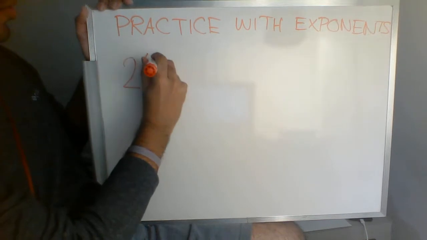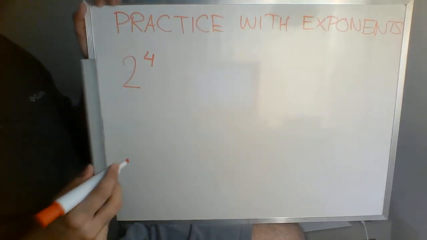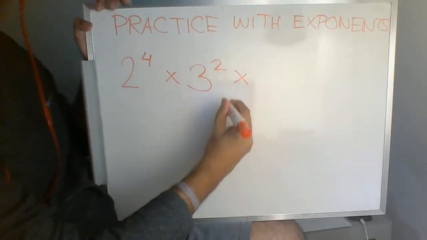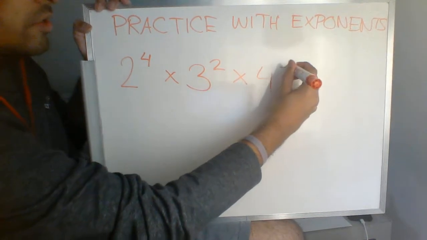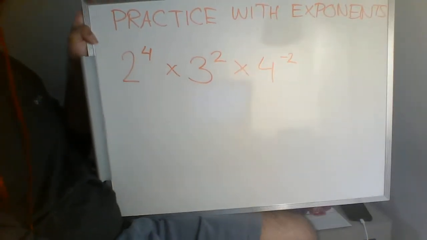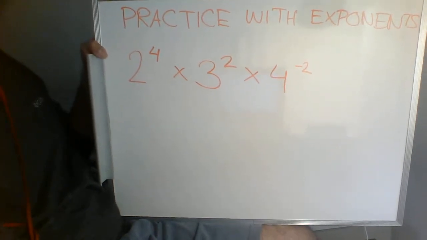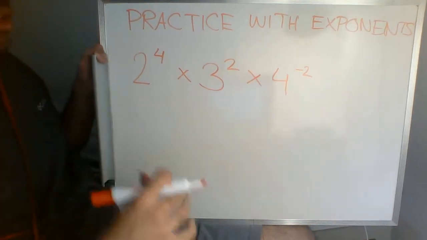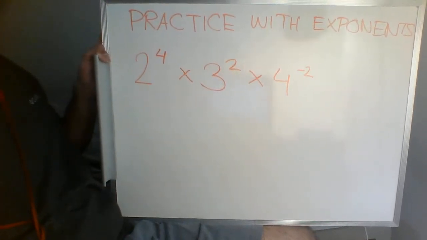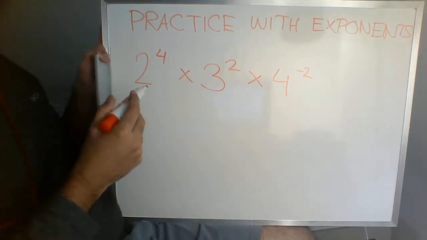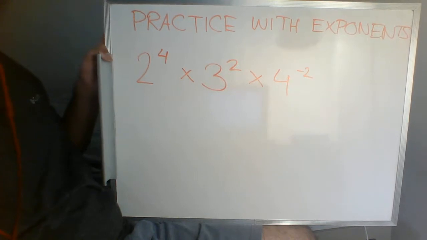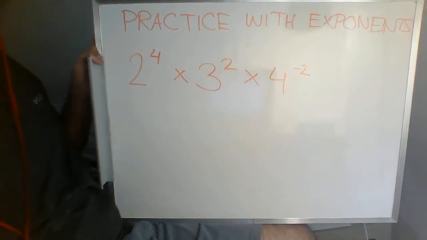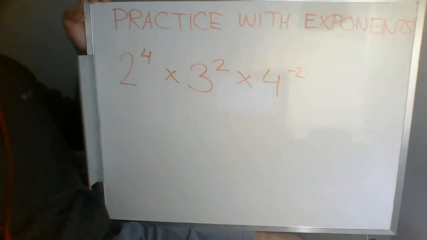So we've got 2 to the exponent 4 times 3 squared times 4 to the exponent -2. This time it's all multiplication, right? We don't have to do any division, like subtracting the exponents or anything. But you'll notice that we've run into a little bit of a problem because none of the bases are the same this time. Last time all the bases were 3, so we could just add or subtract the exponents, and that would get us our answer. This time it's not going to be so simple.